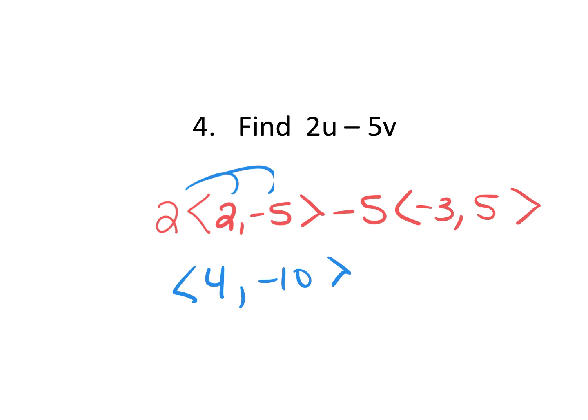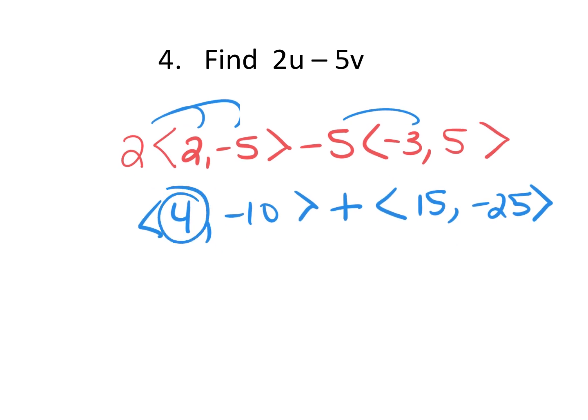Some of you want to distribute 5, leave the minus sign in the middle. That's fine. I'm going to change this to a plus and distribute that -5. So I get 15 and -25. If you left it as distributing the 5 and then kept the minus sign in the middle, you'll get the same answer. But when you're adding, first goes with first.